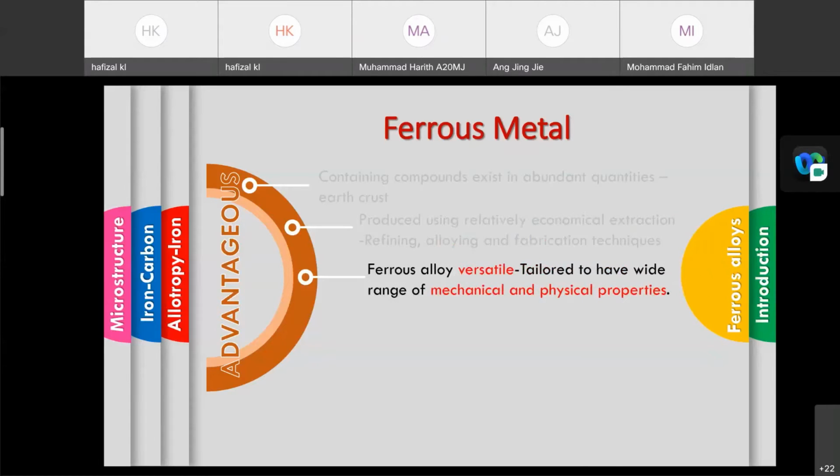Ferrous alloys are versatile, tailored to have a wide range of mechanical and physical properties. When we know about the phase diagram, we can make a prediction and a manipulation of carbon at this small percentage to get the application that we want, especially tailored to the properties. Once we know about the properties and the microstructure, we try to use it in an application to produce a product.